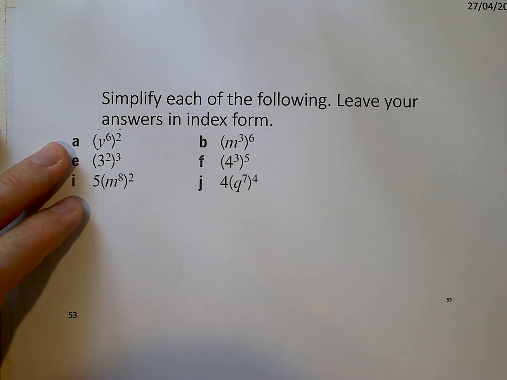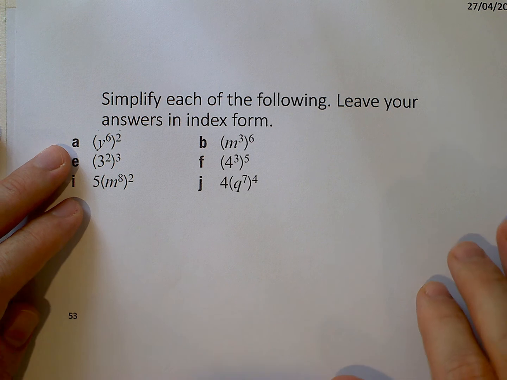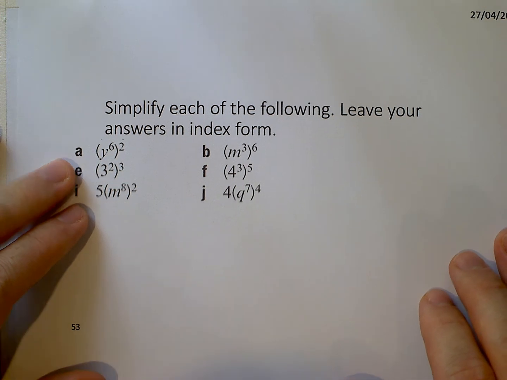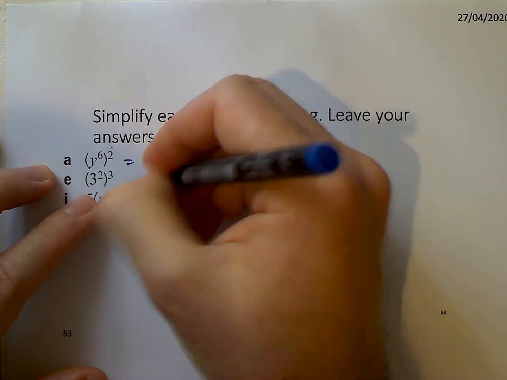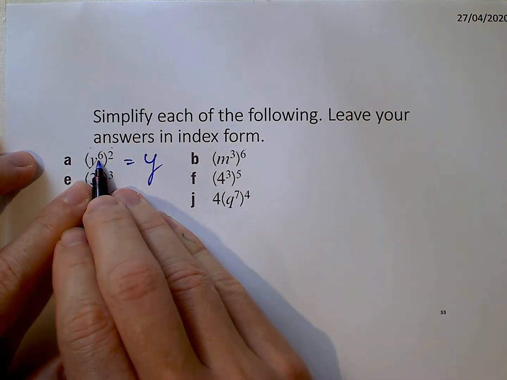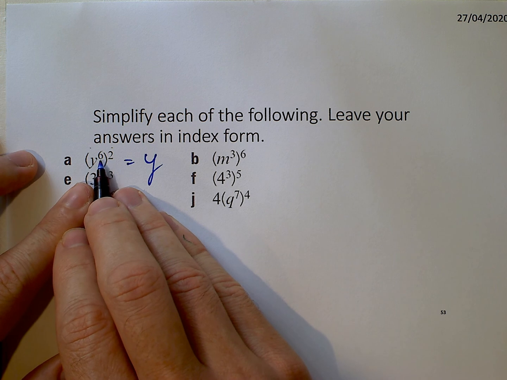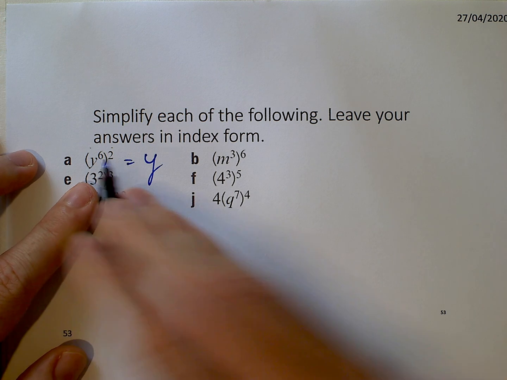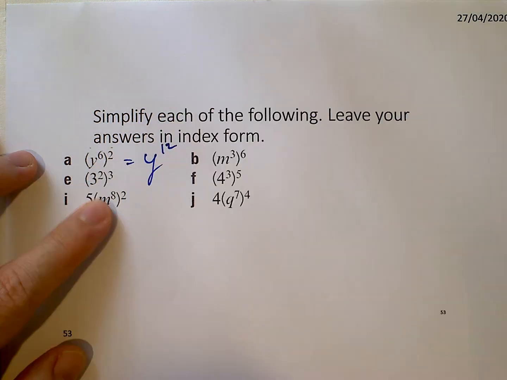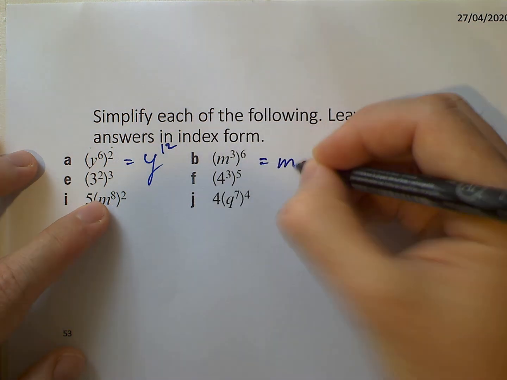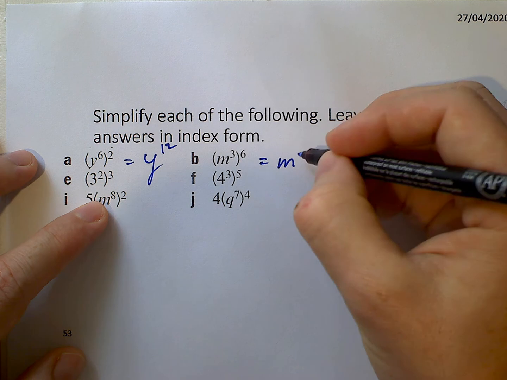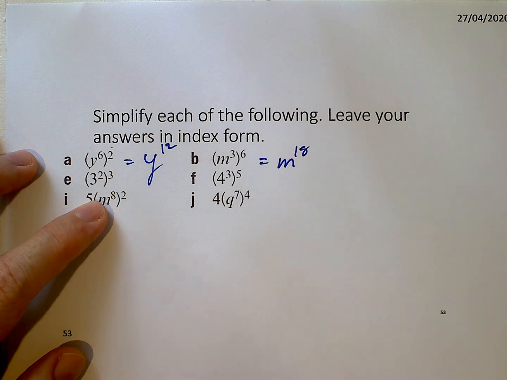Okay, simplify each of the following, leave your answers in index form. So this is the multiplying power of a power. We are still going to write the same base. But here we're going to go 6 times 2 because these brackets mean multiply. So 6 times 2, that is going to be 12. So y to the power of 12. Our base will be the same, m. 3 times 6, well that's 18. So we have the power of 18.